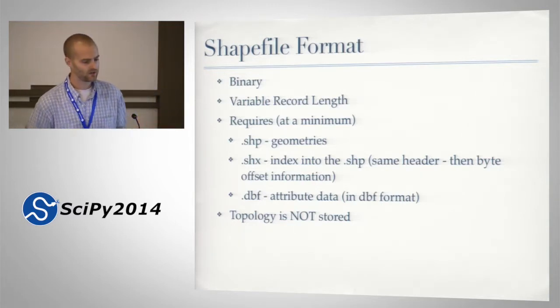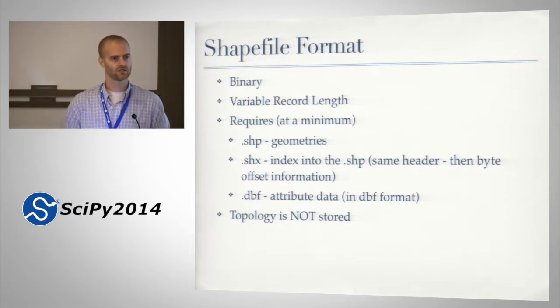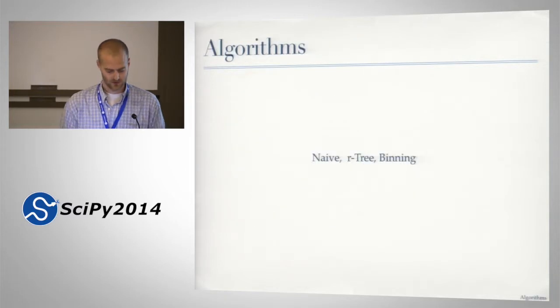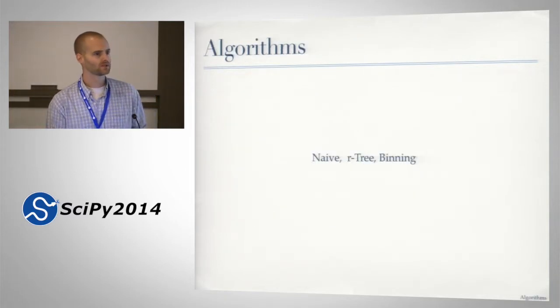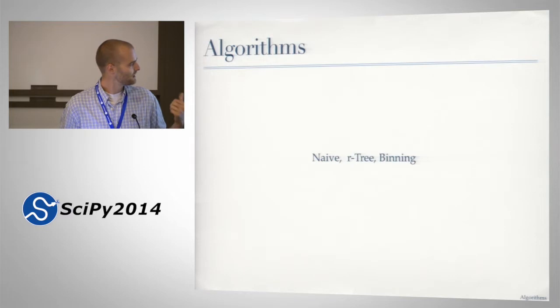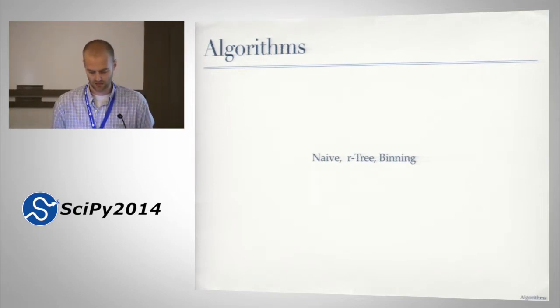An important thing to note is that topology is not stored in these shapefiles. So you can't just look at the shapefile and know what the topological structure is. You have to derive the topological structure out of the shapefile, unfortunately. So I'm going to talk about a couple different algorithms for doing that: the naive one that you don't want to do, an R-tree, and then binning algorithms.